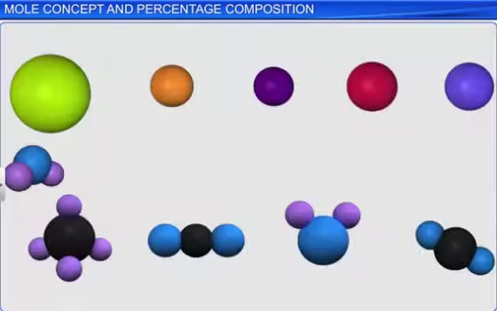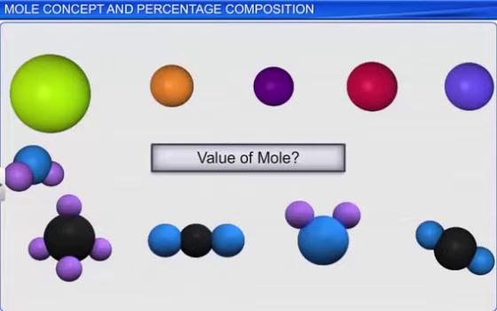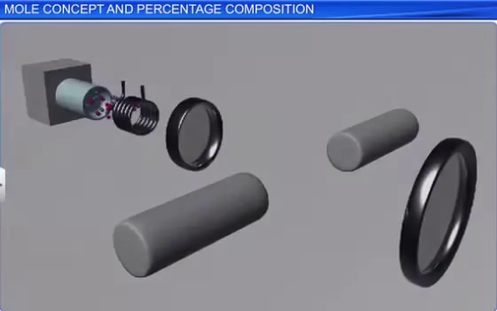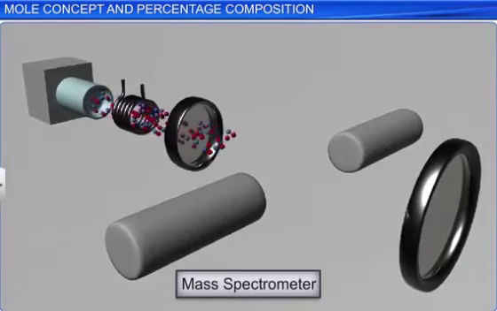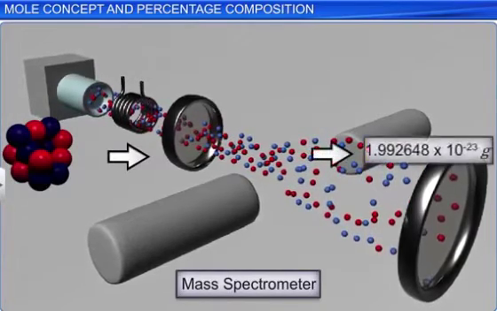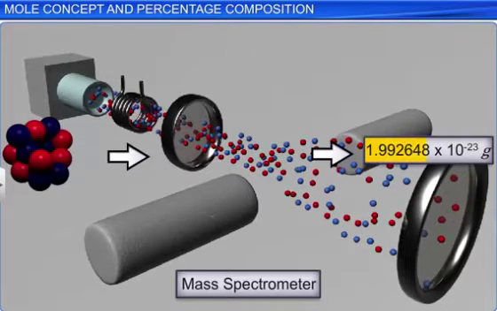But what is the value of a mole? Let's find out. We know that a carbon-12 atom is used as a base to calculate the atomic mass of elements. Hence, scientists used carbon as the base to determine the value of 1 mole. They used a mass spectrometer to determine the mass of a carbon-12 atom and found it to be 1.992648 × 10^-23 gram.